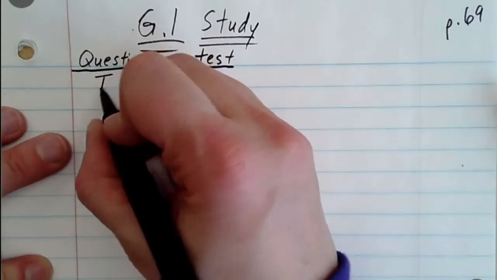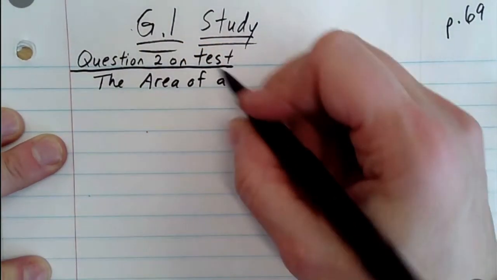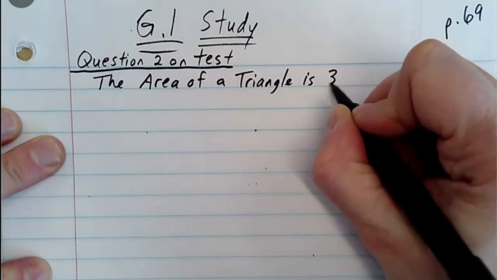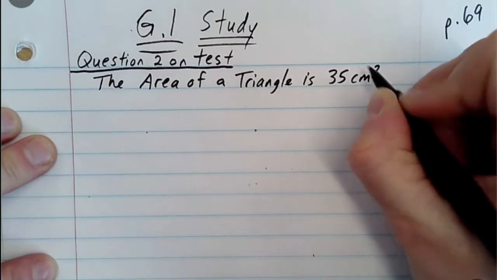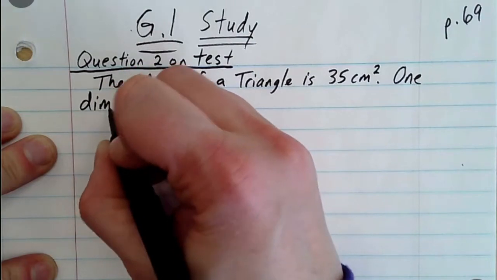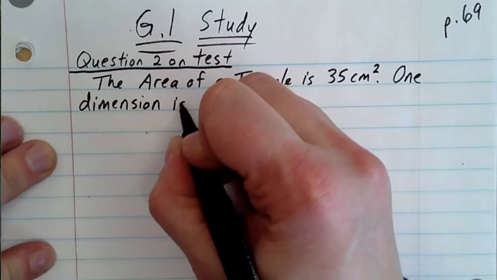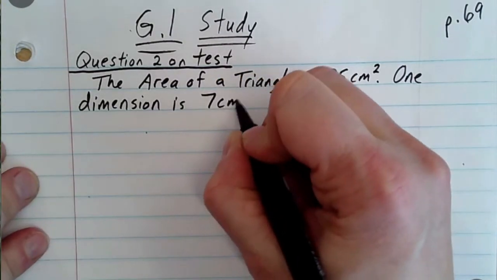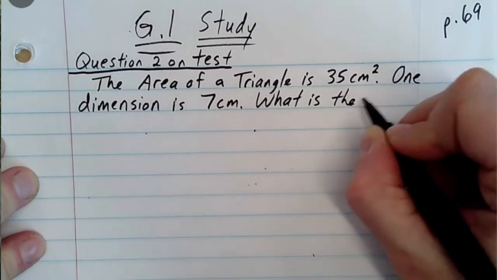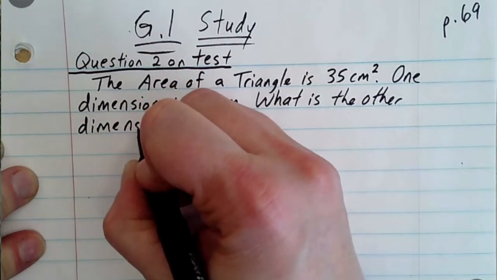The area of a triangle is 35 centimeters squared. One dimension is 7 centimeters. What is the other dimension?